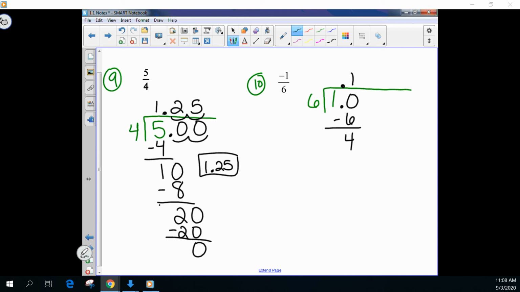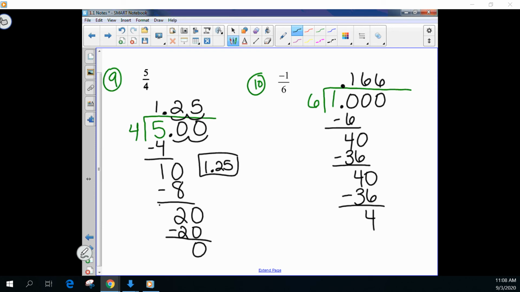Okay, so now I need to add another 0 and drop it down. 6 goes into 40 how many times? The most it can go in would be 6 times. 6 times 6 is 36, so then I subtract. 40 minus 36 would be 4. Put in another 0 and drop it down. So 6 goes into 40 6 times. 6 times 6 is 36. Subtract, and I end up with 4.